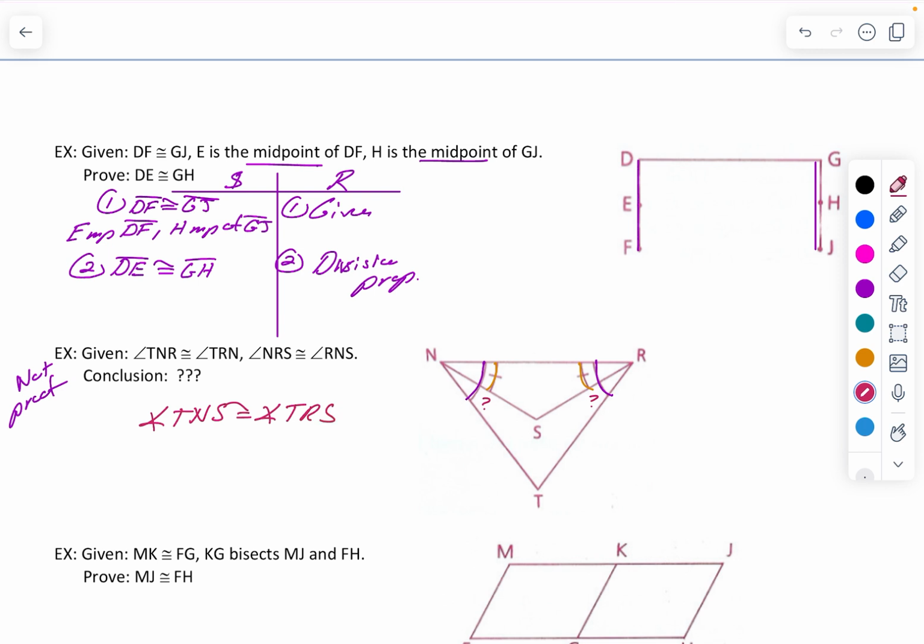And remember, this is not the division property. This is from the last section: congruent angles minus congruent angles equal congruent angles. In other words, don't get these mixed up. The division property is when those angles are being bisected or broken into congruent pieces. This is not that. This is what we learned in the last section.